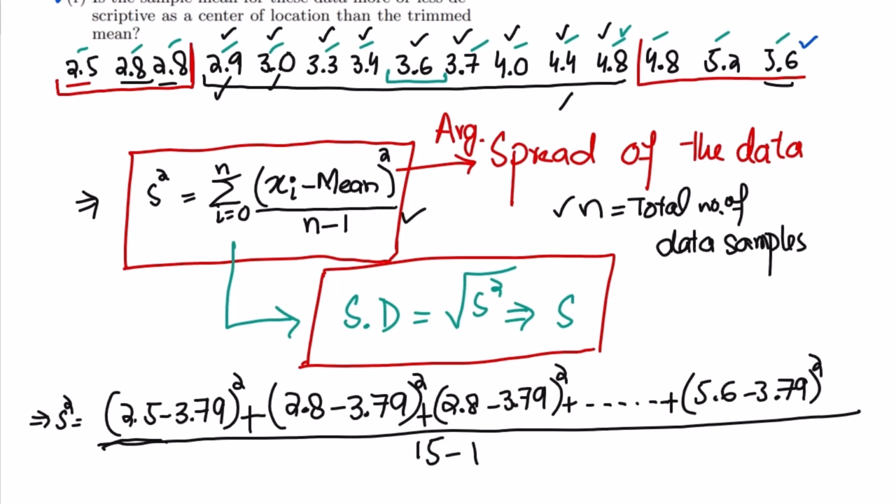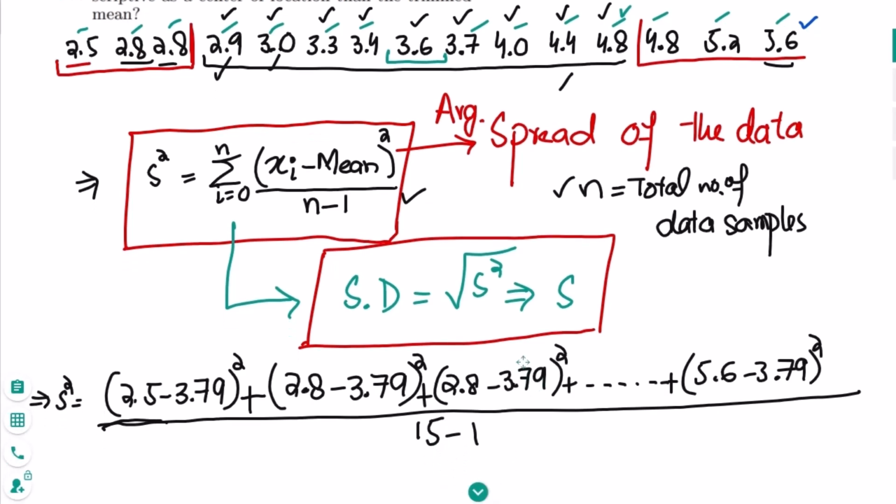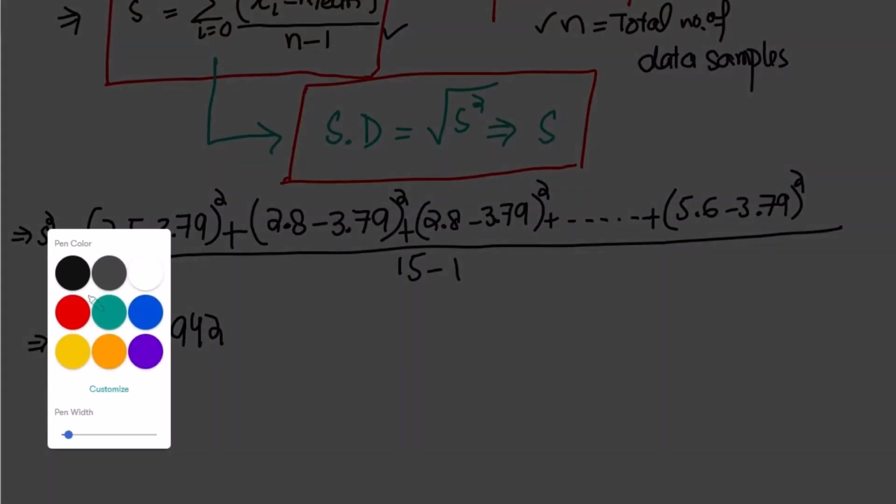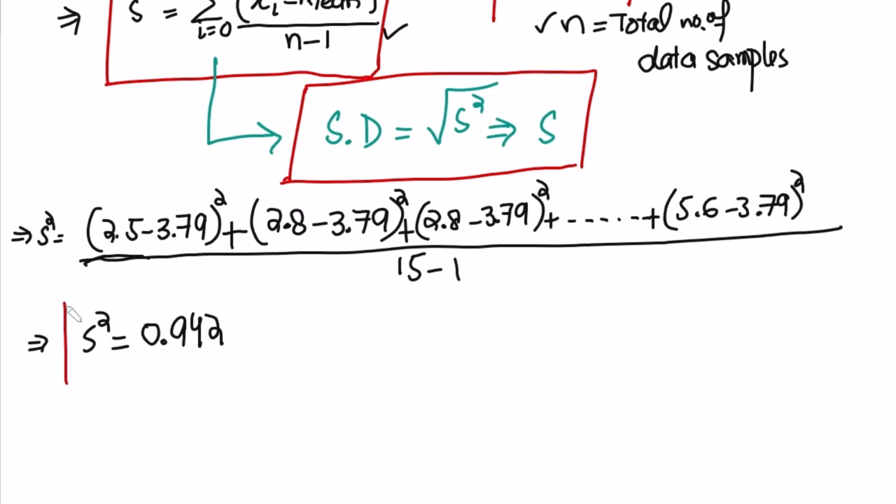After carrying out all the operations and adding them together, the value of s square will be 0.942. This is the value of the variance which we had to find out.